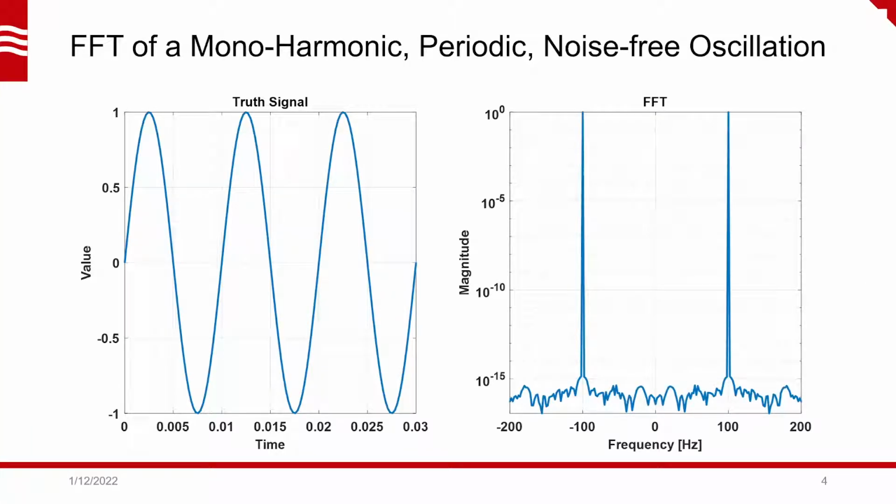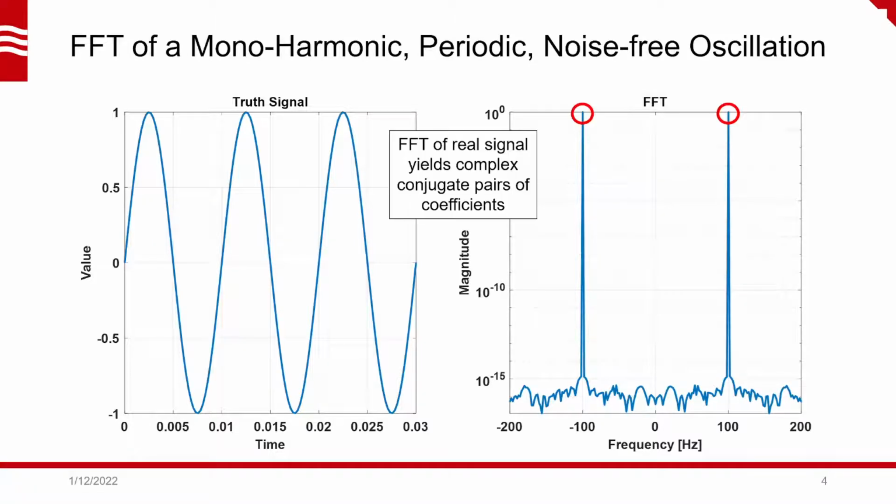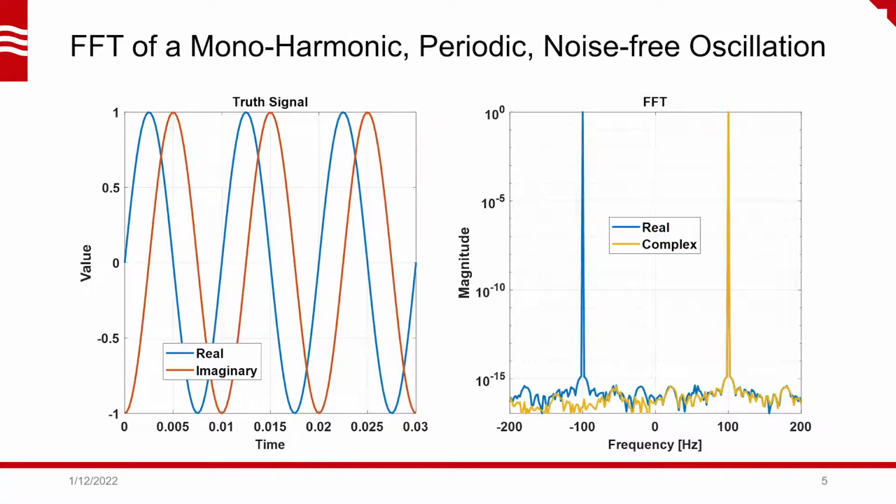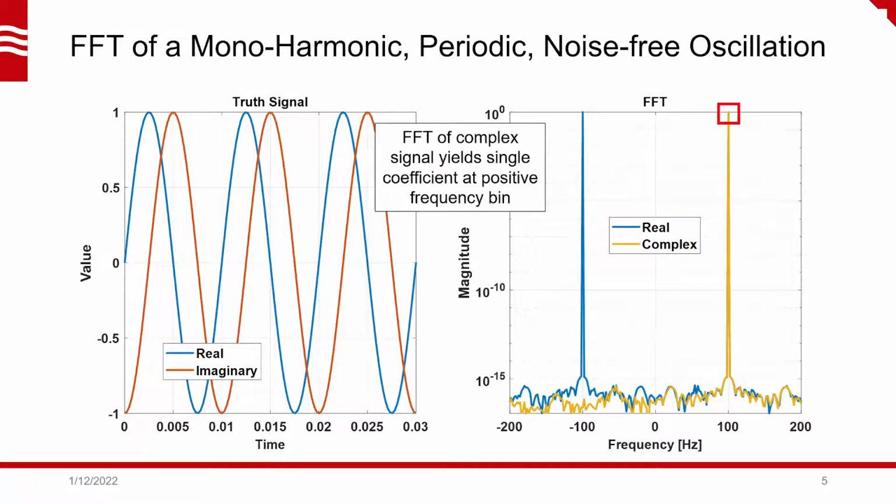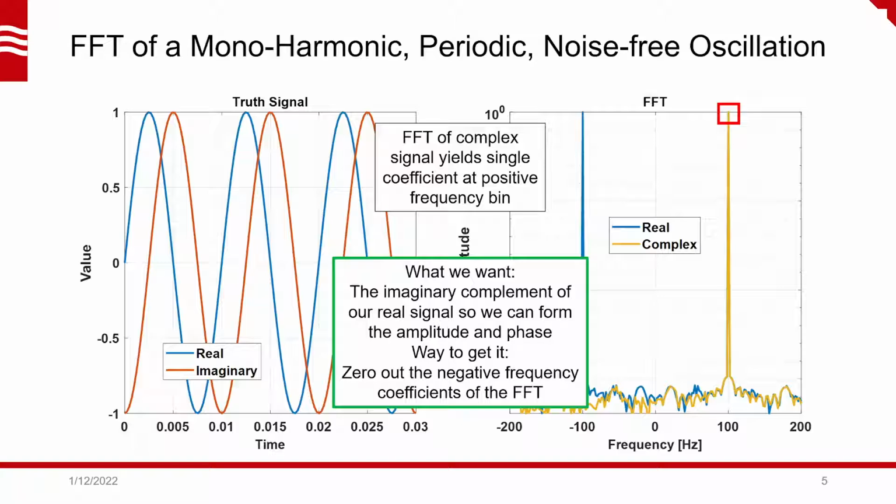So let's start by looking at a perfect signal for use with the Hilbert transform, one that is stationary, periodic, and noise-free. The time series is on the left and an FFT of it is on the right. We see that for this sort of signal, the FFT produces a symmetric pair of peaks at the positive and negative frequency bins corresponding to the frequency of the signal. Now, say you have the exact imaginary complement to that real signal, which is exactly 90 degrees out of phase. The FFT of that complex valued signal produces a single significant coefficient only in the positive frequency bin.